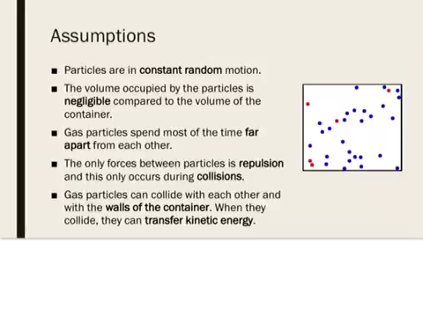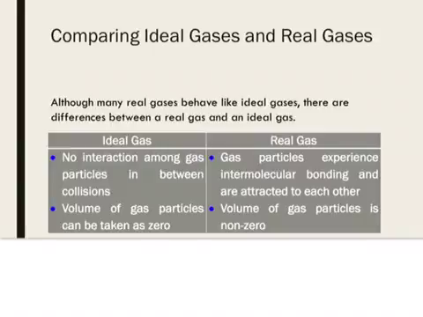These assumptions are not completely true, but they make the mathematics easy and surprisingly accurate. This kind of sample is called an ideal gas. In an ideal gas, there is no interaction between gas particles in between collisions. The only forces between particles occur during collisions.